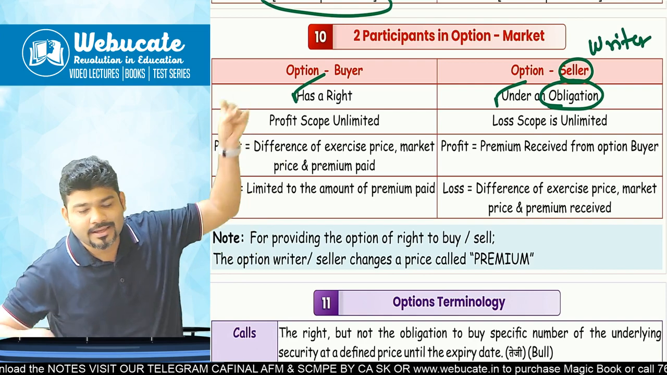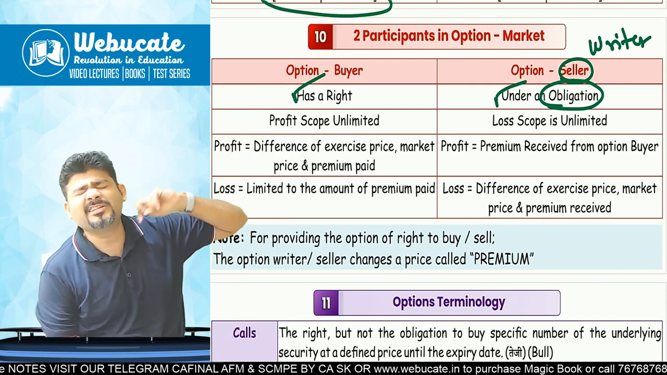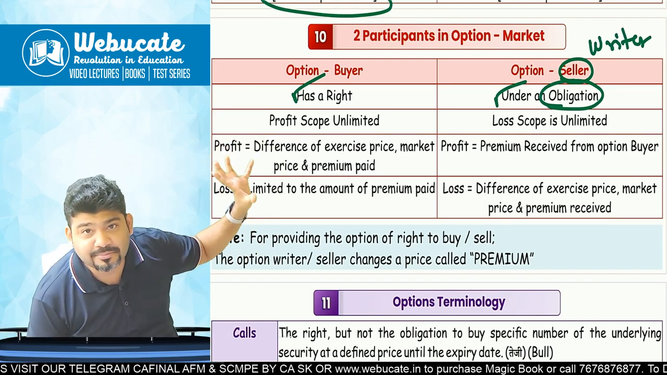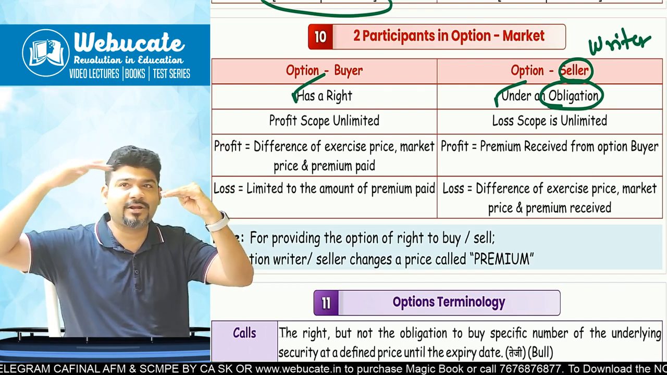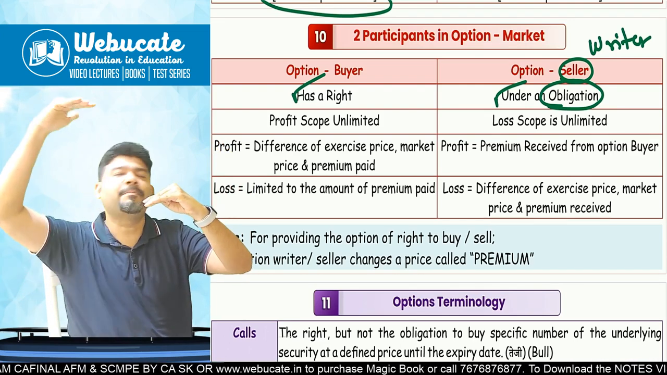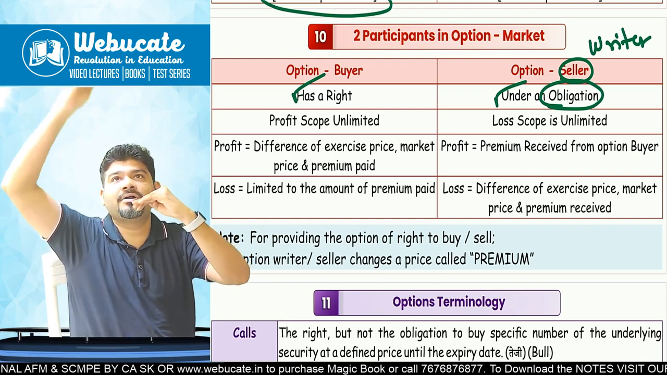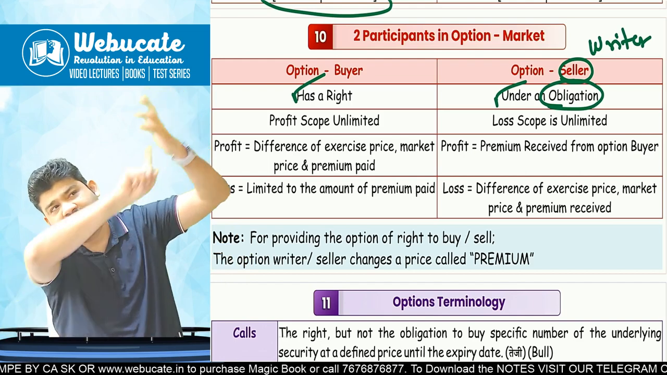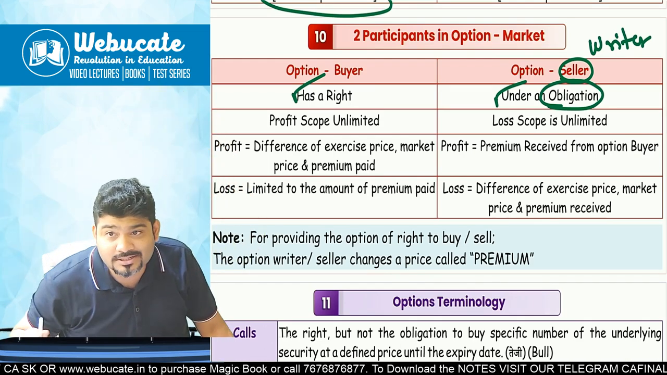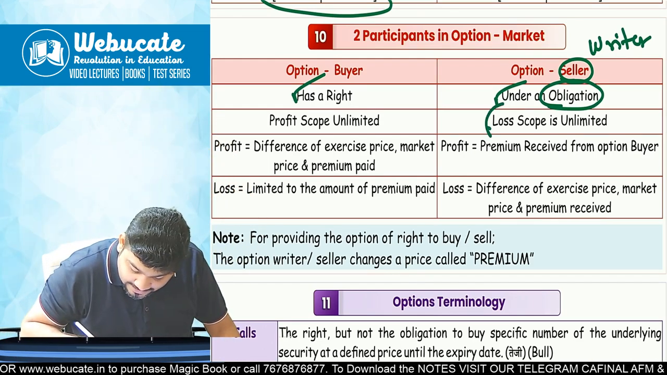Done. In case you are buying the option, your profit scope is unlimited because you have frozen the price here, a call option here. You want the market to go up. The market goes up, up, up, up, up, so high. All the difference will become your profit. But whatever is your profit will be the option seller's, the option writer's, loss. I hope you are clear with that as well.